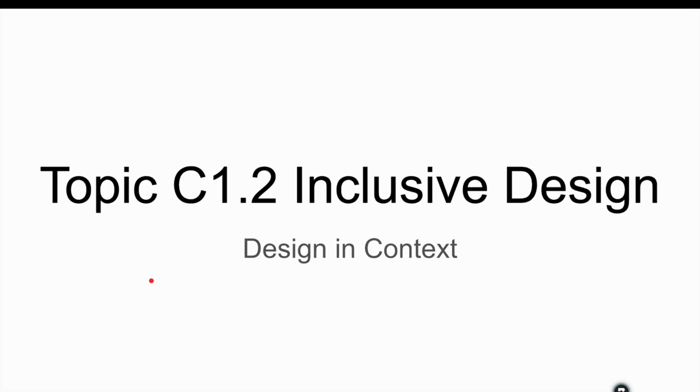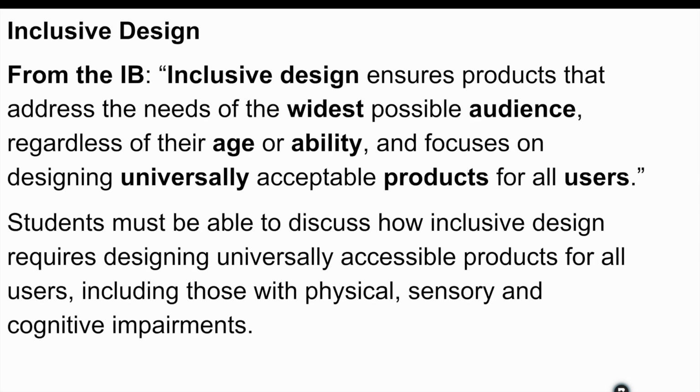Hi, this is a recorded lecture for the IB-DP Design Technology, topic C1.2, Inclusive Design, and this is Design in Context. From the IB, inclusive design includes products that address the needs of the widest possible audience, regardless of their age or ability, and focuses on designing universally acceptable products for all users. You must be able to discuss how inclusive design requires designing universally accessible products for all users, including those with physical, sensory, or cognitive impairment.